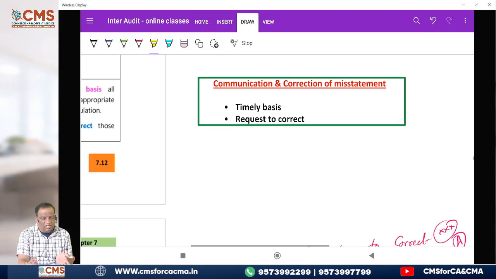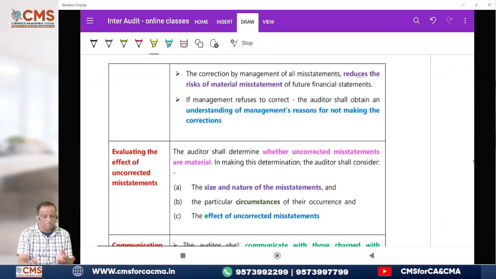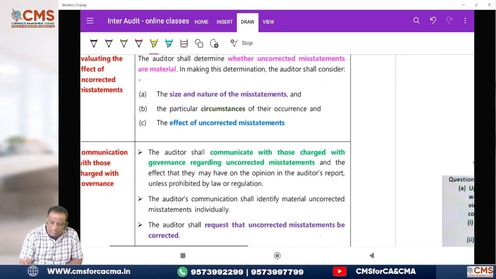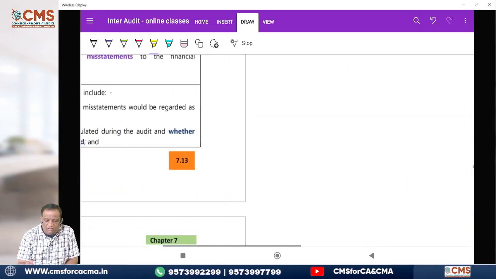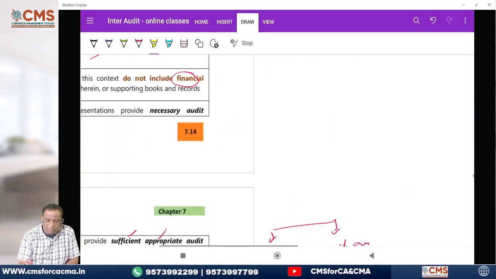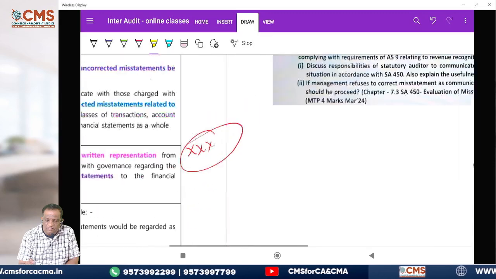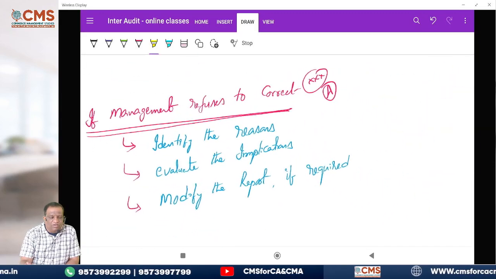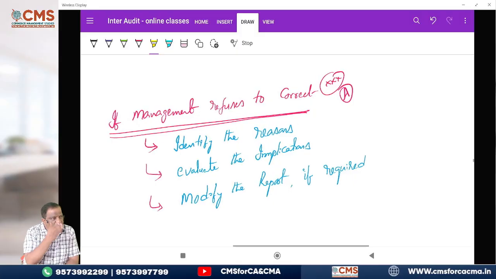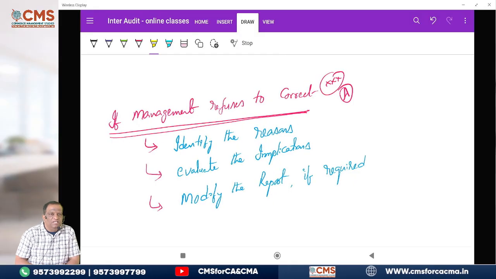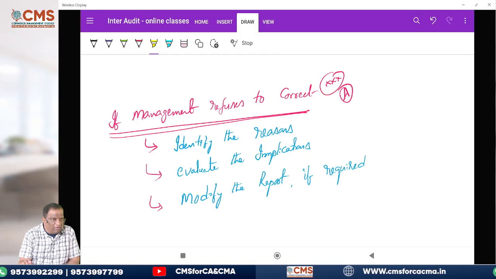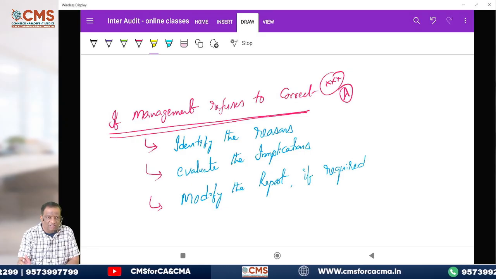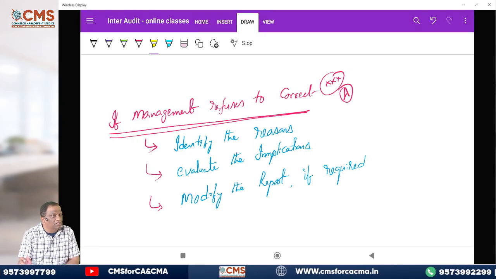If they are correcting it, it is all right. If they are not correcting, then comes the question. So that is what will become our next topic. Then I'll try to see whether I have prepared the last chart of it. I wanted to connect with you first logically and then take you through the standard so that it becomes easy. Now I requested the management, but the management is refusing to correct. That is, I did my job, but the management is unwilling to correct. Then what should I do?